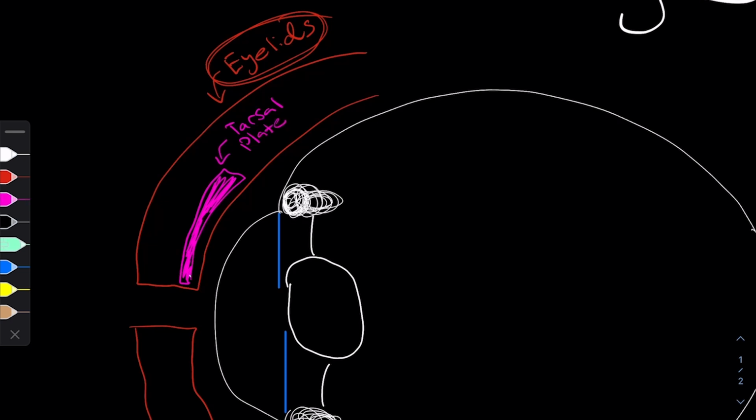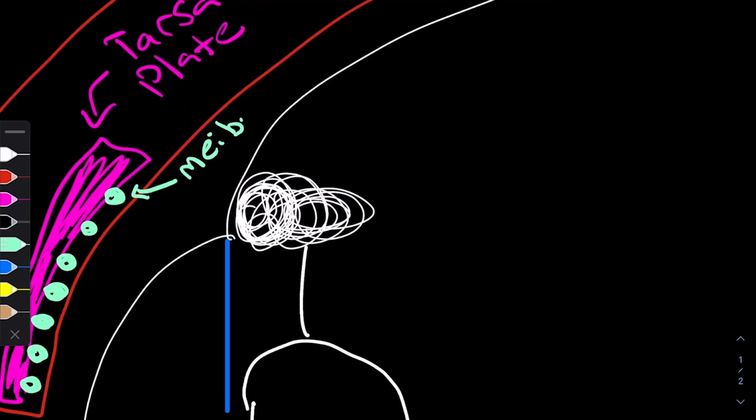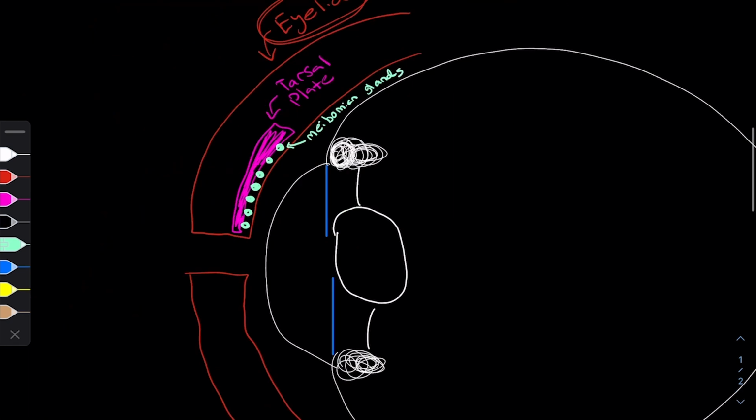And on the tarsal plates are these things called meibomian glands. I'm drawing those here in teal, this turquoise color. Labeling that again. And the meibomian glands, what they do is they secrete oil into our tear film.